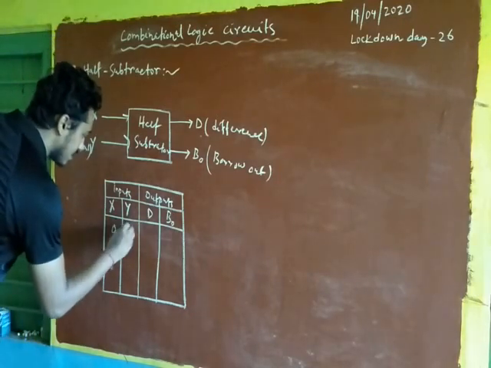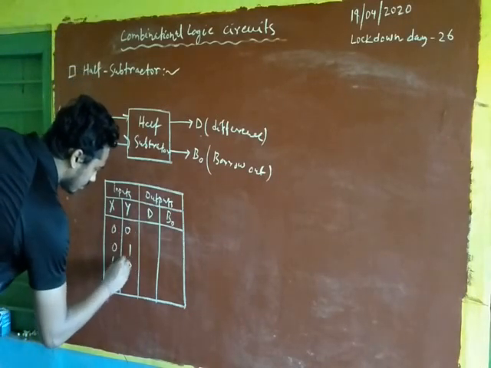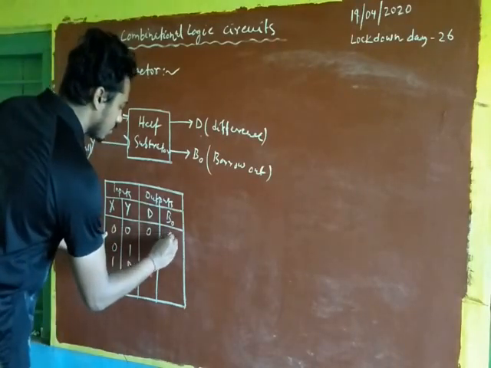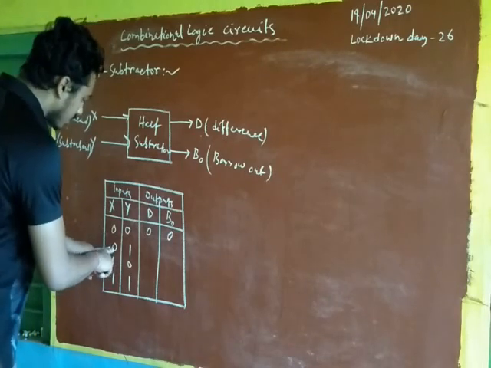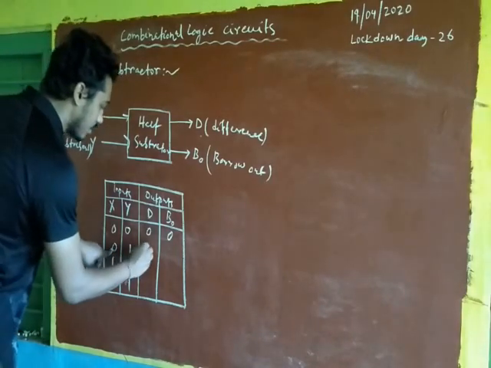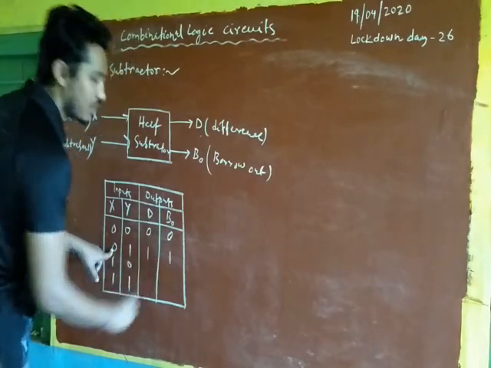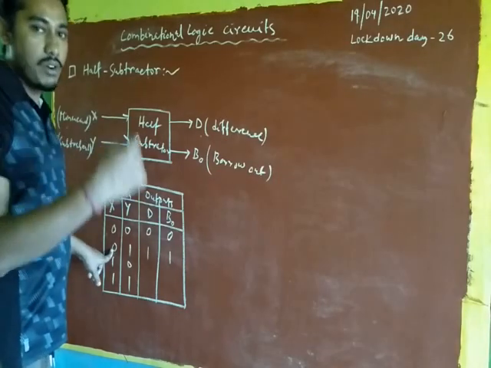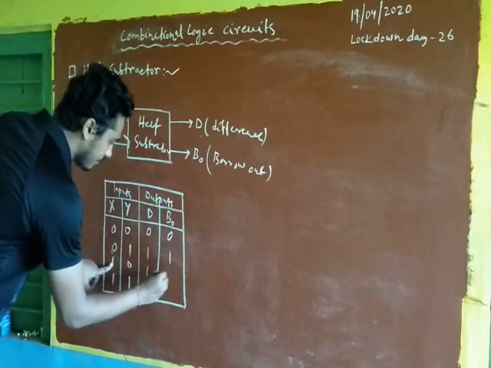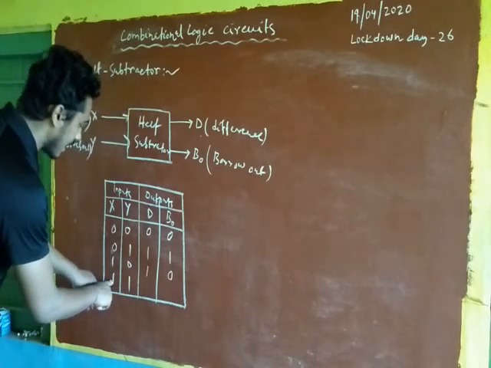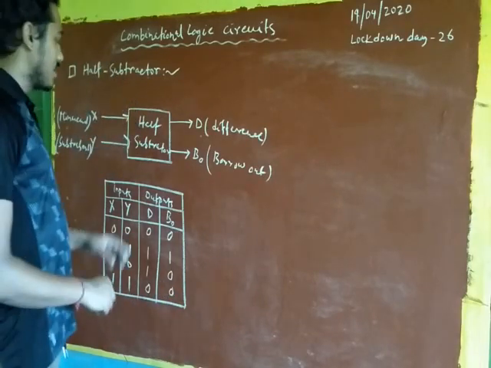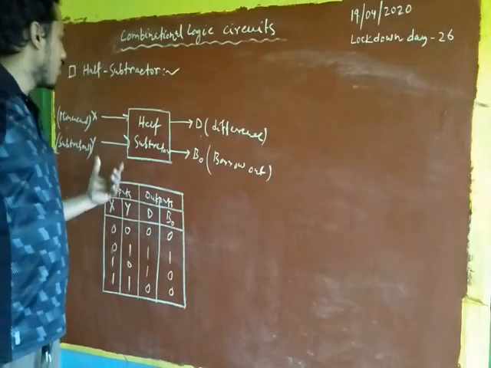Now for the possible combinations 0 0, 0 1, 1 0 and 1 1. What will be the difference for 0 and 0? 0. So borrow is also 0. Now 0 minus 1, we know the difference is 1, with borrow from the next higher order bit. Now 1 minus 0 is 1, borrow is 0, and 1 minus 1 is 0, borrow is also 0. So this is the truth table representation of the half subtractor circuit.